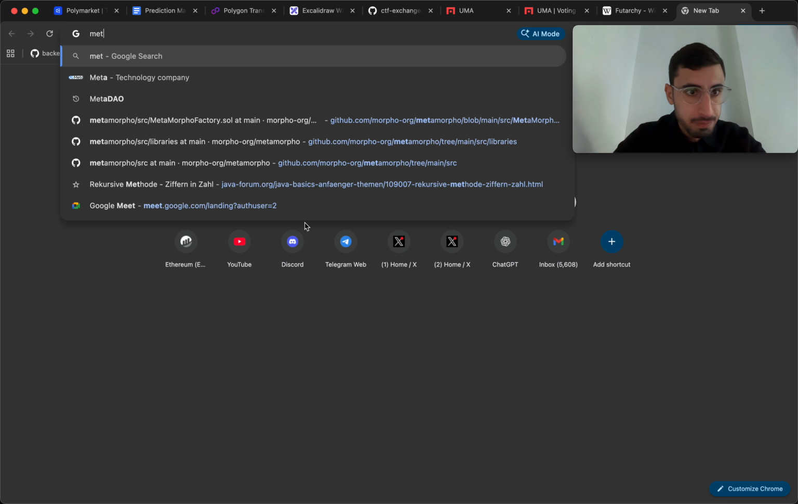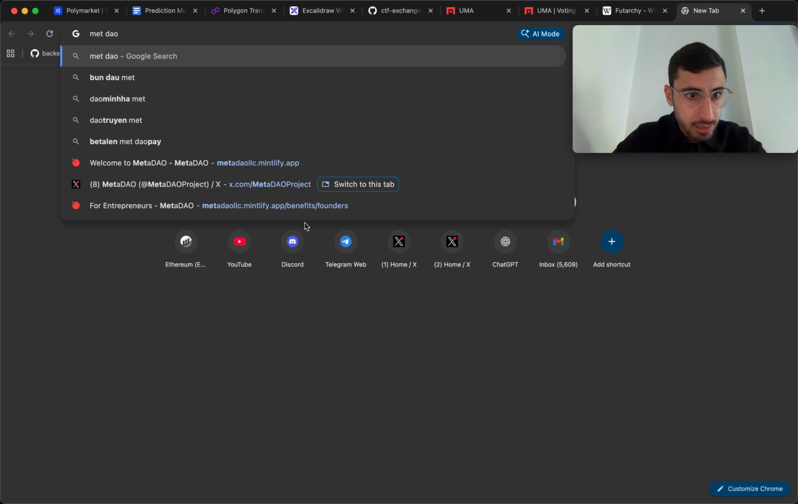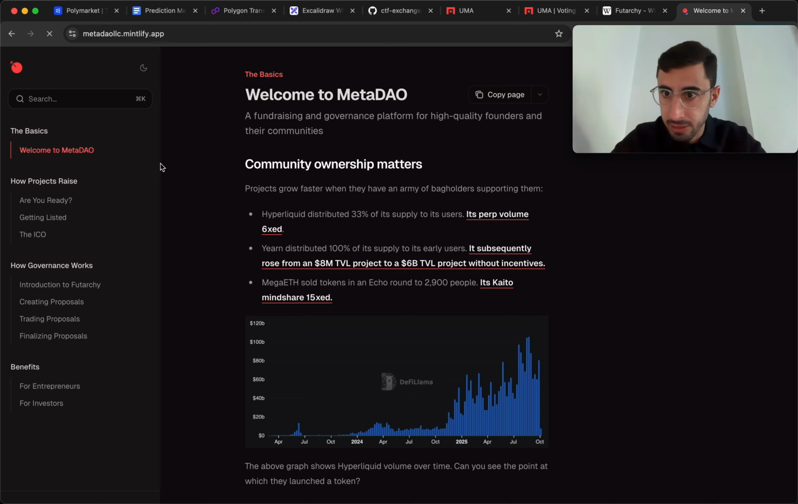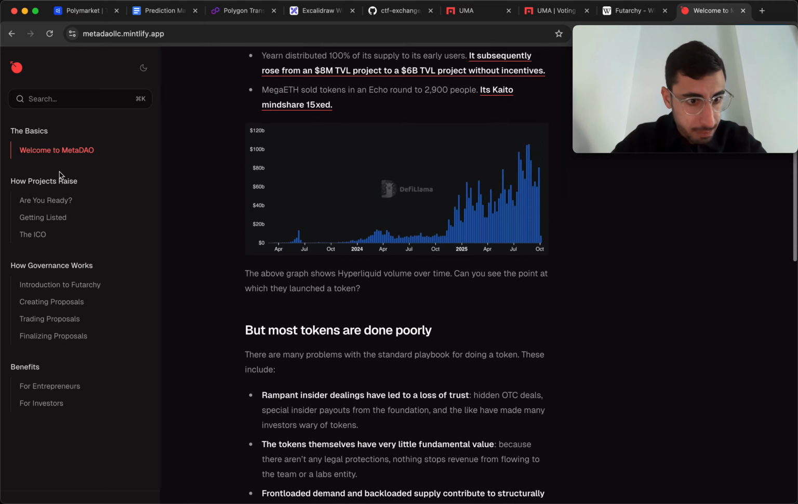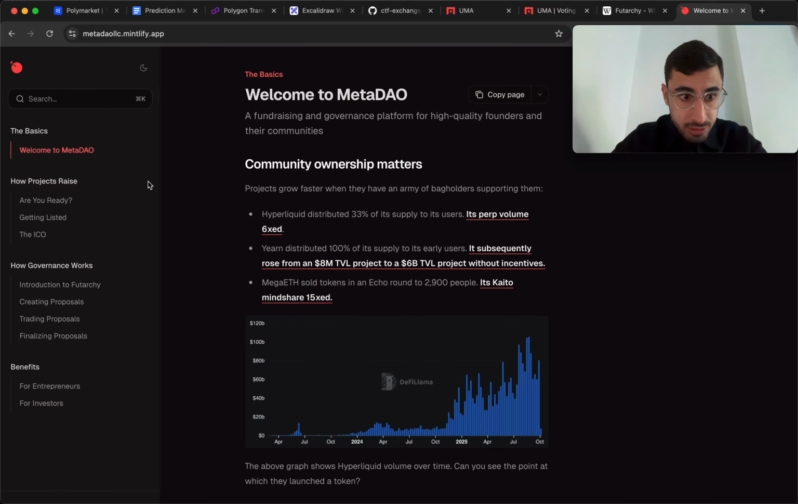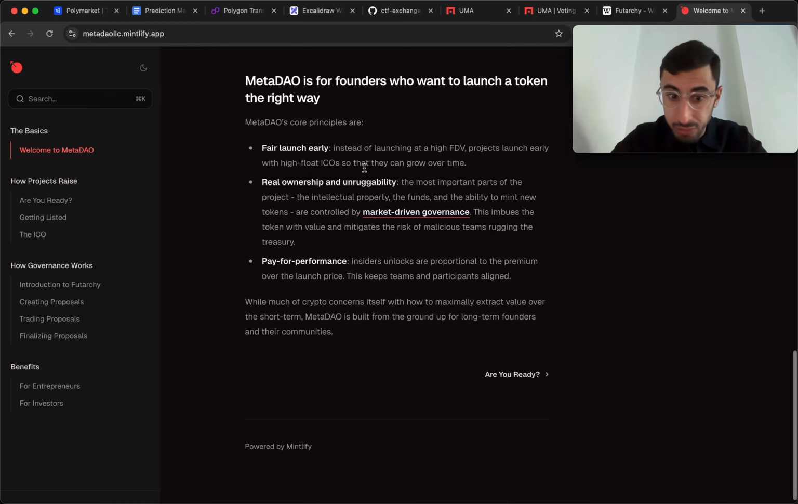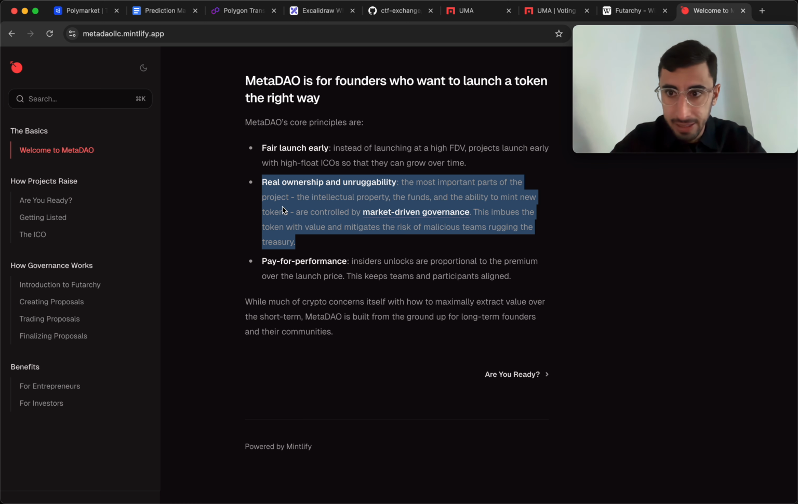So one big one, MetaDAO is pretty big, which is doing futarchy, a fundraising and governance platform for high quality founders in the communities. Very, very, very interesting stuff. All of this is very early, but I think this is one of the most interesting things in crypto so far.